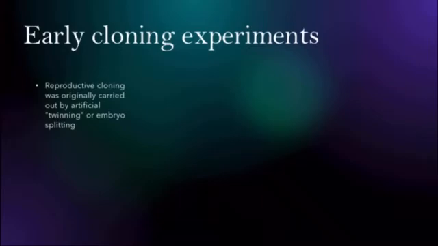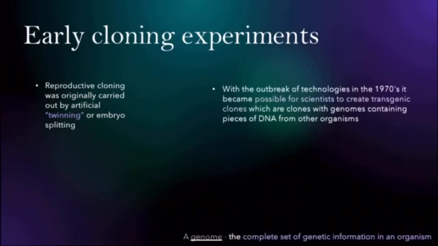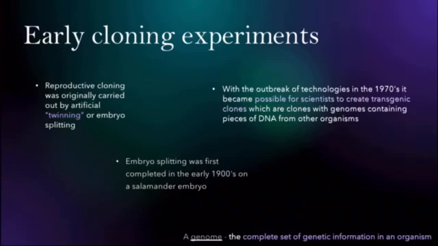Reproductive cloning was originally carried out by artificial twinning or embryo splitting. With the outbreak of technologies in the 1970s, it became possible for scientists to create transgenic clones, which are clones with genomes containing pieces of DNA from other organisms. Embryo splitting was first completed in the early 1900s on a salamander embryo.